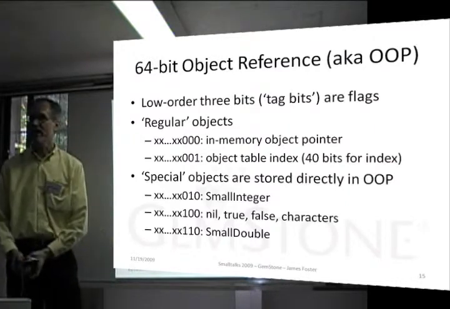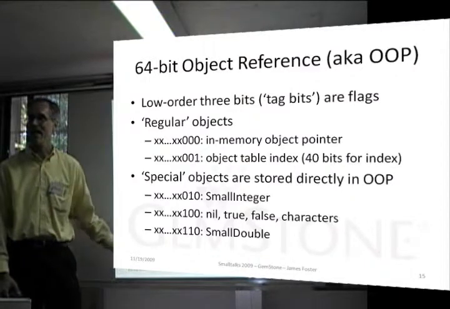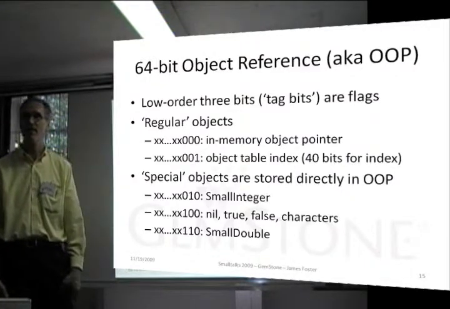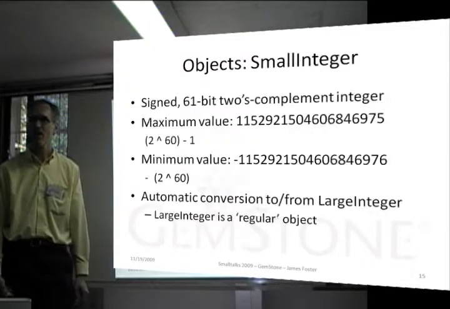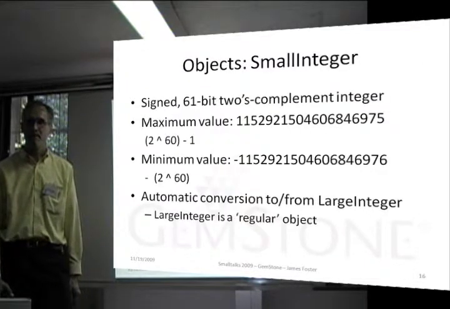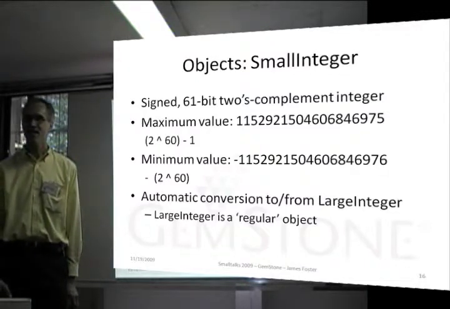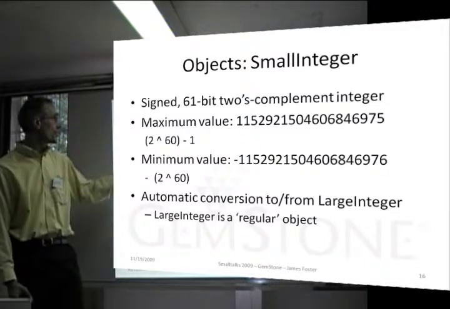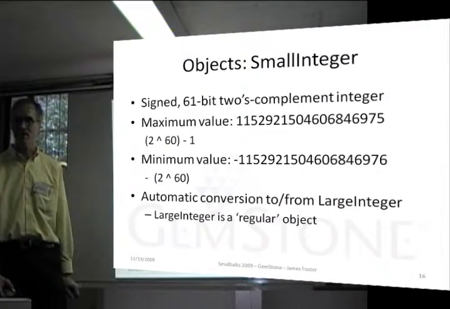Likewise, floating point numbers. We can store floating point numbers directly in the object ID, at least 61 bits of a floating point number. So that gives us a small double. We can also store integers within a 61-bit range. So we have a signed 61-bit 2's complement integer.